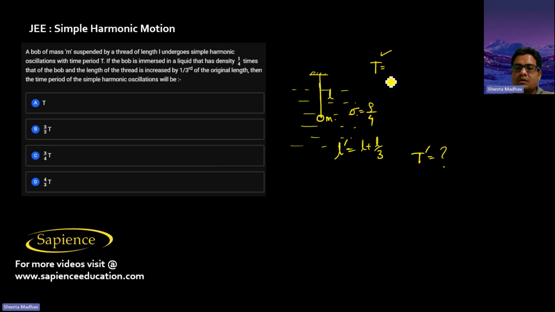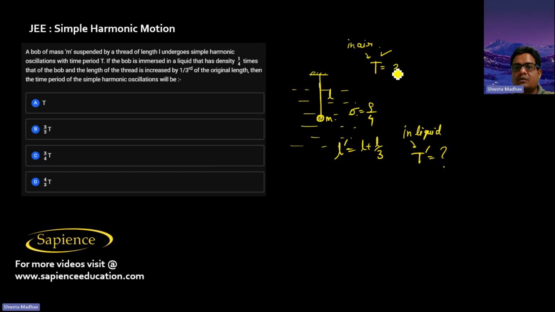So the old time period is when it is kept in air. T dash is the time period in the liquid, which has density rho by 4, where rho is the density of the bob.